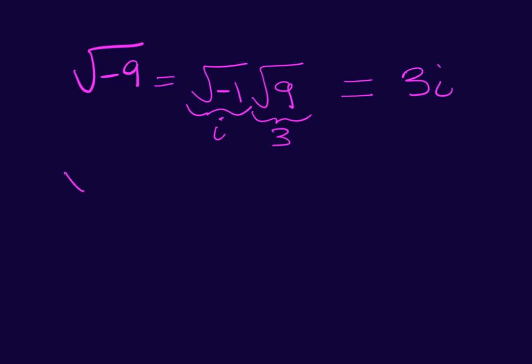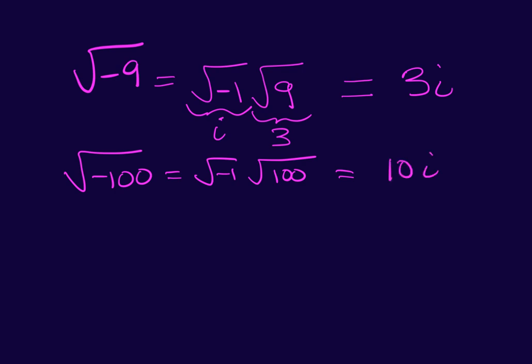So likewise, if I had something like this, now maybe at the beginning you might write it like this. But within a few problems, you might be able to go, yep, I know the square root of 100 is 10, so the square root of a negative 100 is 10i.